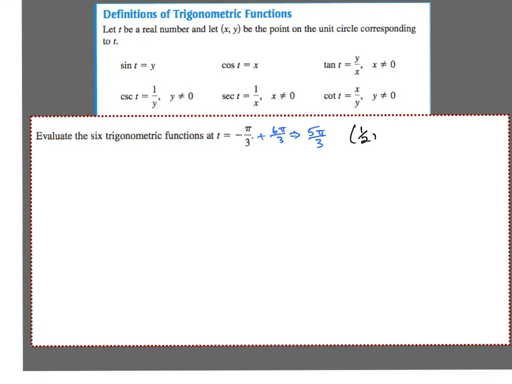1/2, negative square root 3 over 2. All right. So what quadrant was that in? It's the fourth quadrant. All right. So we had a positive x and a negative y in the fourth quadrant.